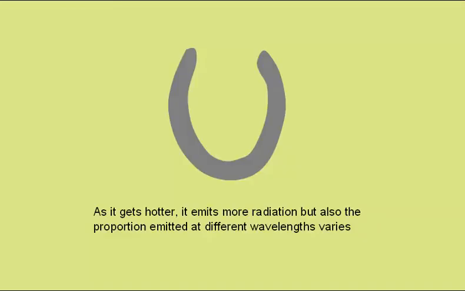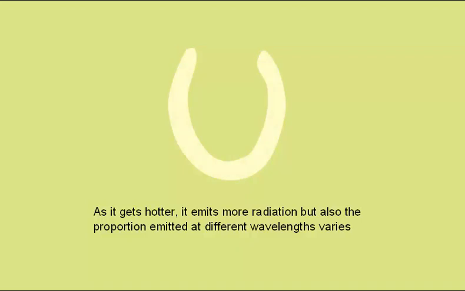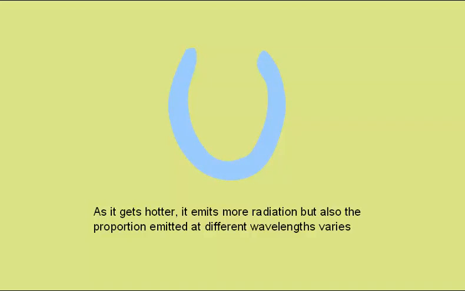This shape represents a horseshoe being heated by a blacksmith. As it gets hotter, it will emit more radiation, but also the proportion emitted at different wavelengths will vary. And we'll see this in the colour change. Initially it will go dull red, then bright red through to orange, eventually becoming yellow, and if heated sufficiently it will become white hot and then even take on a bluey tinge.